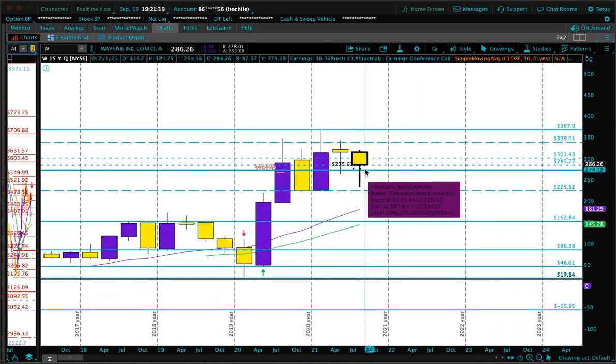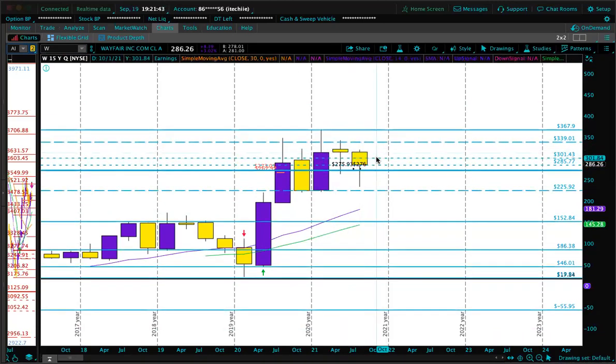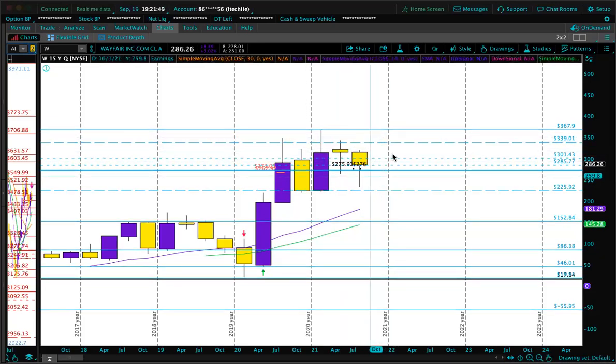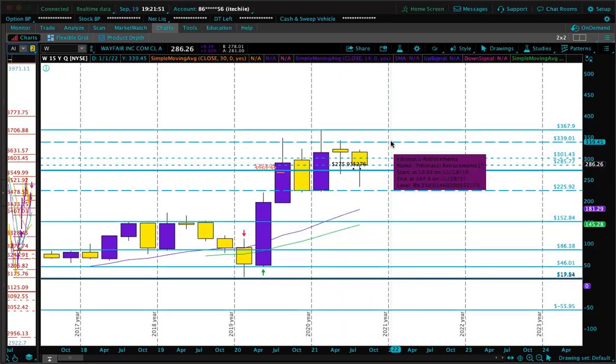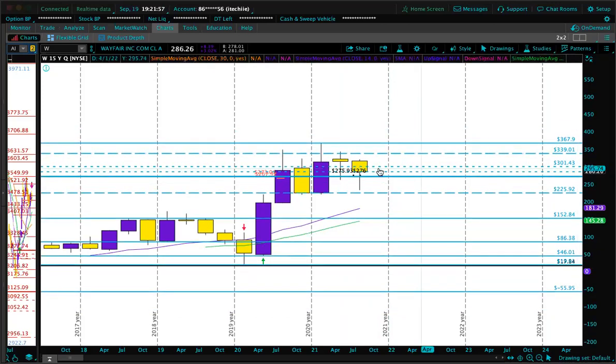Our 274 level held. We got 2 hammers. Looking for at least 339. So the best bet would be to buy January 340s. And then you'll buy January 350s and 370s. All-time high is 367.90. Look at these quarterly ranges.